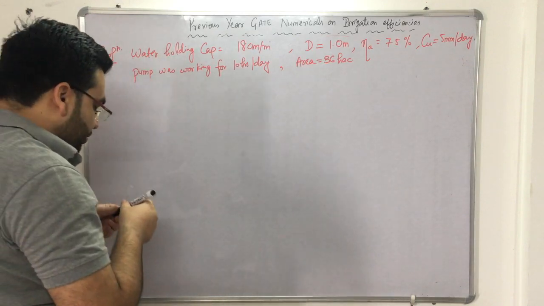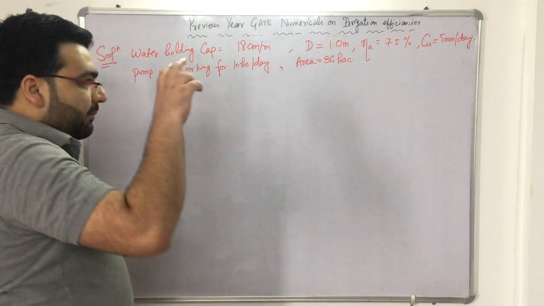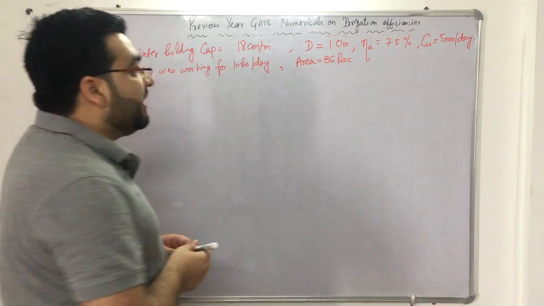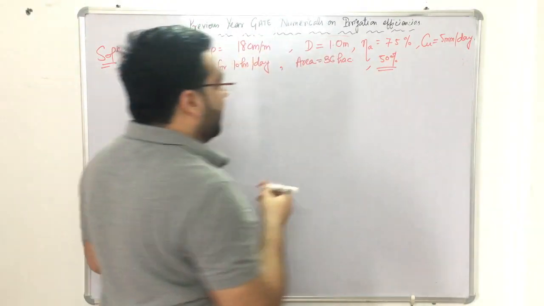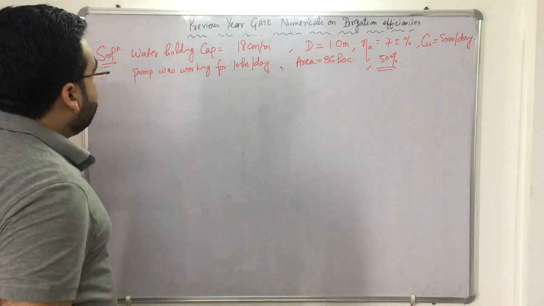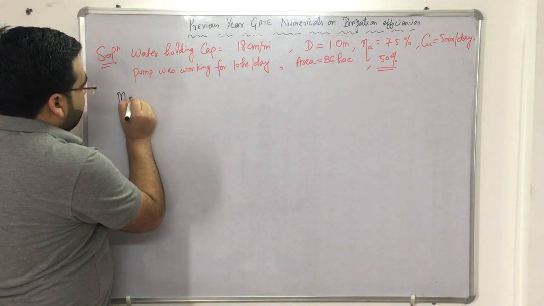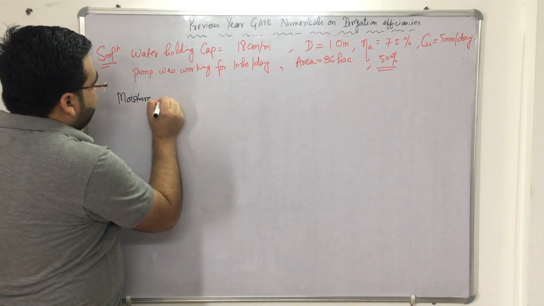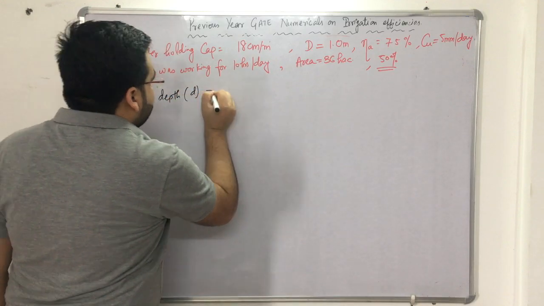And one more thing was given to us, that we have to do the irrigation when the moisture content falls below 50%, right? So 50% was given, that if it falls below 50% we have to do the irrigation. Now first of all I will calculate the depth of water, or you can say moisture depth. Let me denote it with small d, moisture depth d, right?